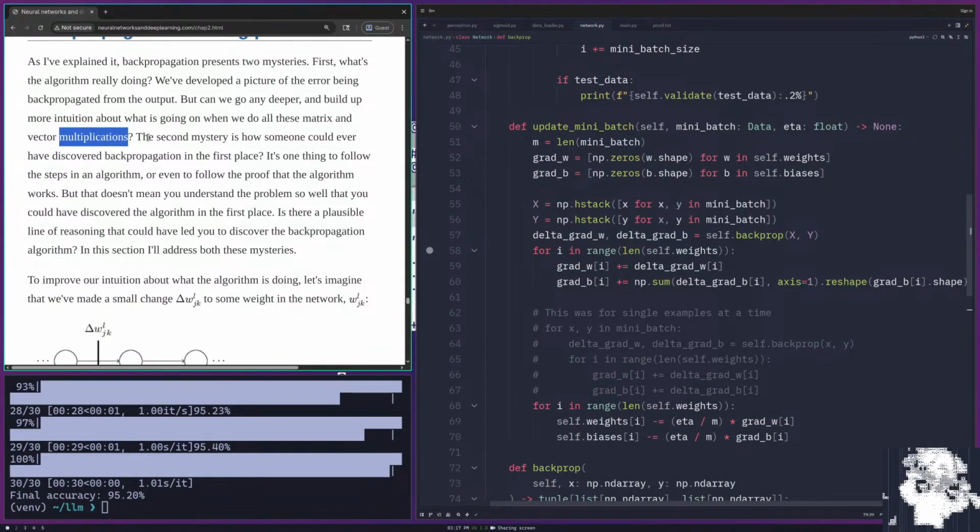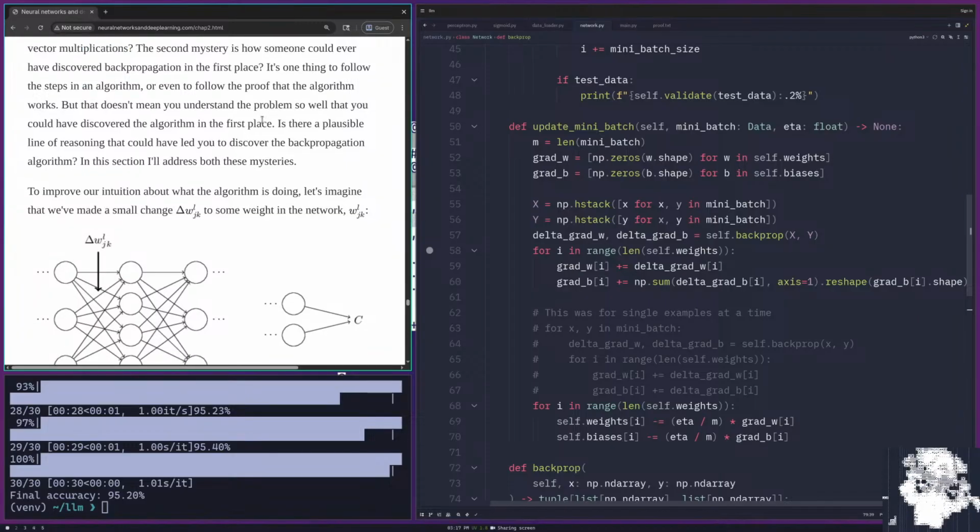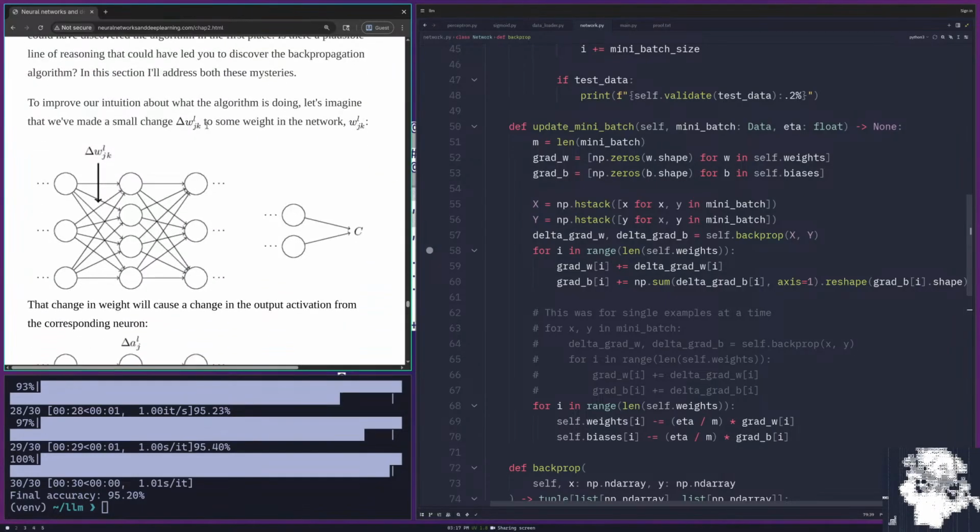The second mystery is how someone could ever have discovered backpropagation in the first place. It's one thing to follow the steps in an algorithm, or even to follow the proof that the algorithm works, but that doesn't mean you understand the problem so well that you could have discovered the algorithm in the first place. Is there a plausible line of reasoning that could have led you to discover the backpropagation algorithm? In this section, I'll address both of these mysteries.